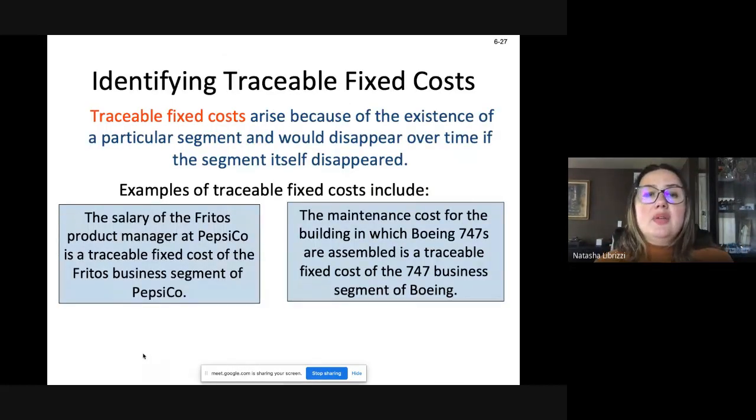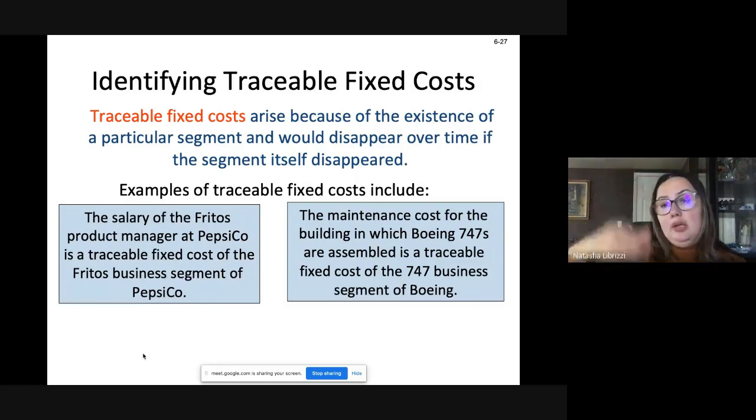Traceable fixed costs arise because of the existence of a particular segment, and if it would not be there, it would disappear. So if we choose, we can buy bakery, or we can centralize bakery, and it could be done in a central Sendex location. Suddenly, the manager for the baking department might not need to be there, so it would completely disappear. Another example: the Fritos product manager of Pepsi Cola is a traceable fixed cost of the Fritos business segment. Maintenance cost for the building where Boeing 747s are assembled is a traceable fixed cost to the 747.